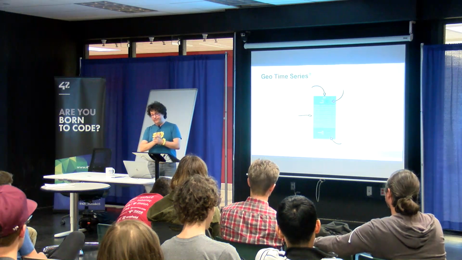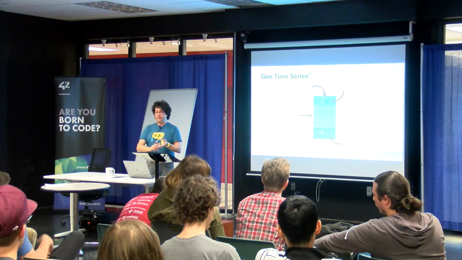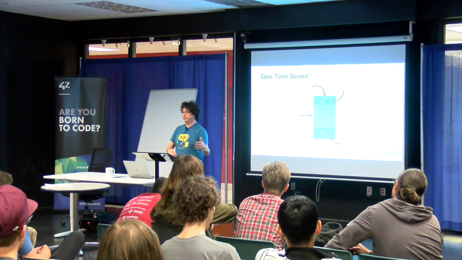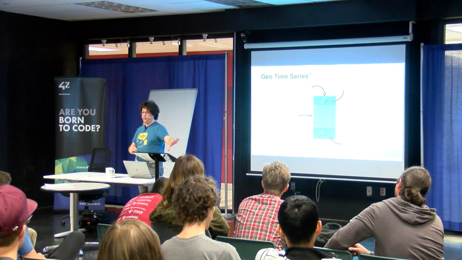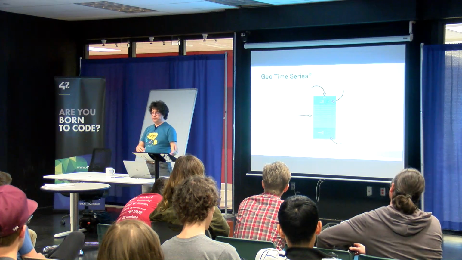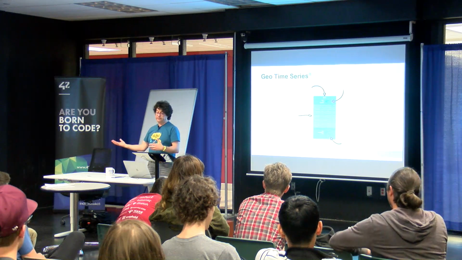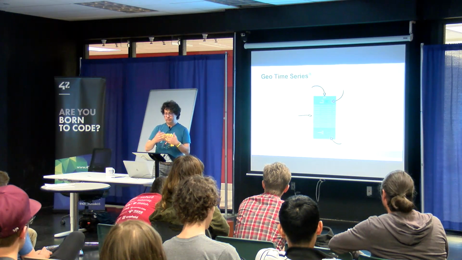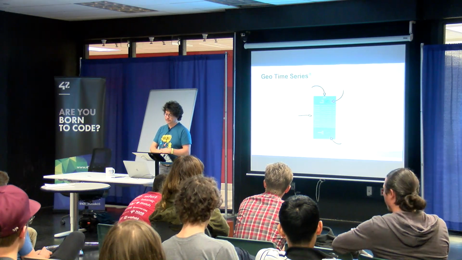So each geotime series is identified by its class and labels, and we have another set of key values which can change during the lifetime of the geotime series, right? Labels are immutable because if you change one of the values of the labels, you're basically identifying another time series, right? But we have another set of key values, which are called attributes, which you can make evolve during the lifetime of the series.